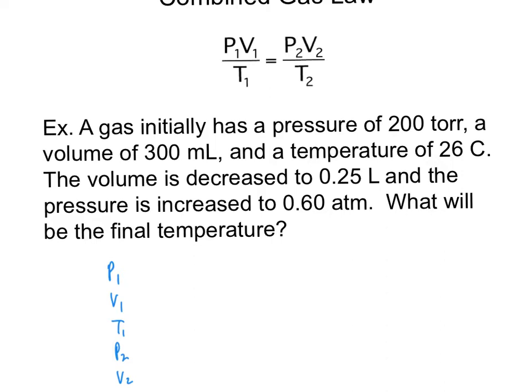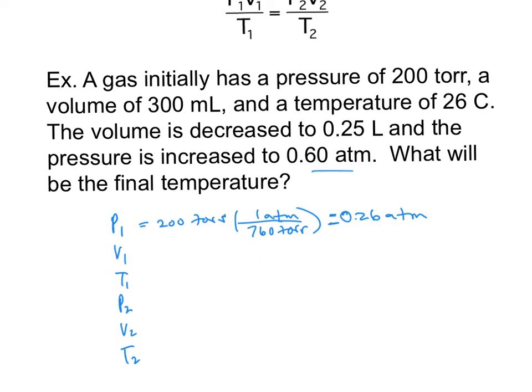All right, so then let's see. P1 is going to be equal to 200 torr. Let's go ahead and put that in atmospheres, since you have atmospheres for P2. So let's take the torr, divide by 760 torr in 1 atmosphere, and the answer to that is going to be 0.26 atmosphere. Then your volume is 300 milliliters. Let's go ahead and put that in liters, 0.3 liters.